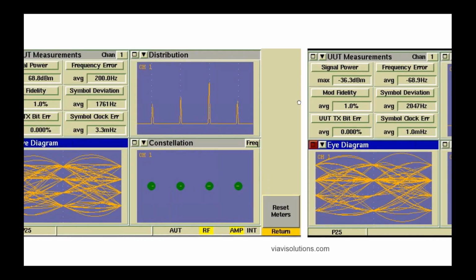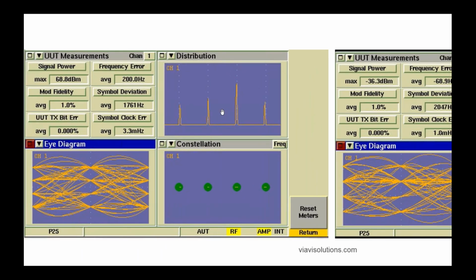One other thing I'll point out on the distribution plot, as you'll see, these symbols are showing different amplitudes. This is not a signal power measurement. It's an activity measurement. So what this plot is telling me is that this symbol here is active more often than this symbol. So it is symbol activity.